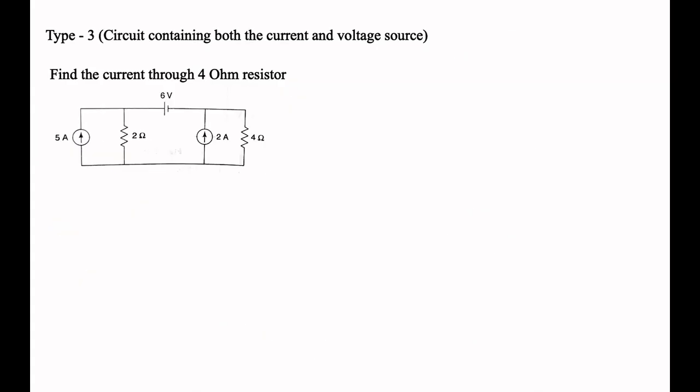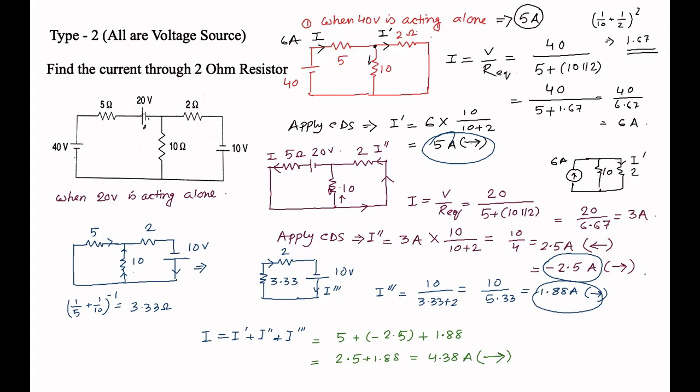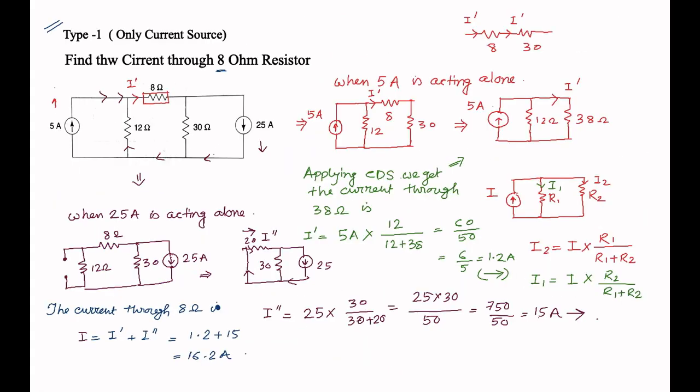This is your homework, you can solve it at home. If you face any problem, you can comment and I will help you. The other types are the circuit containing only voltage sources and the circuit containing only current sources. If you solve these three types of numericals, then you can easily solve any kind of numerical. So keep visiting my channel and practice more numericals to make it simple and make your life shining. All the best.